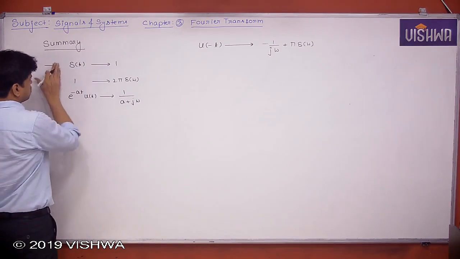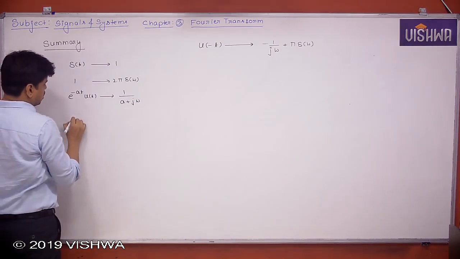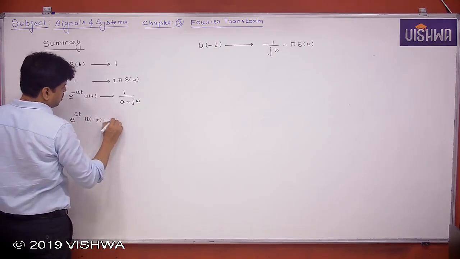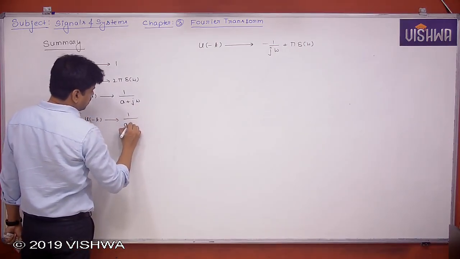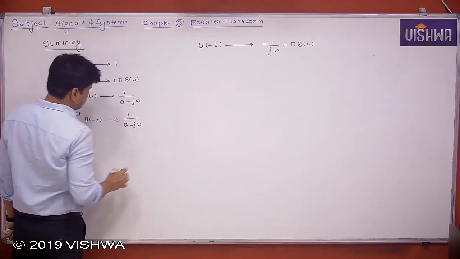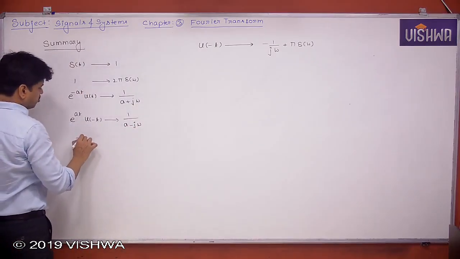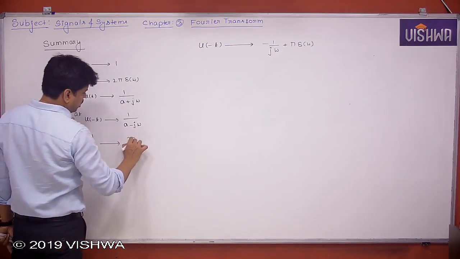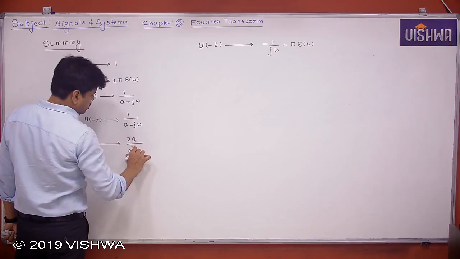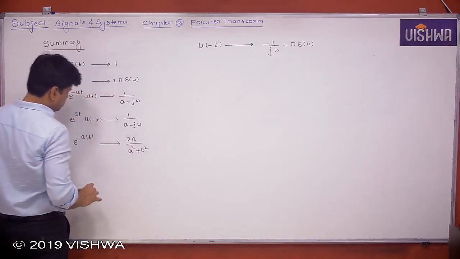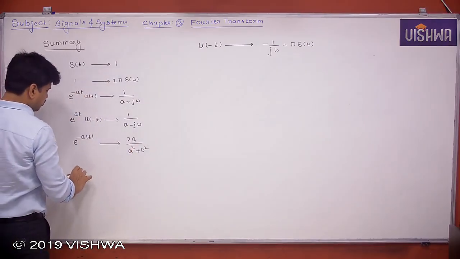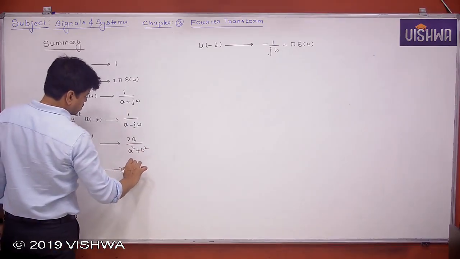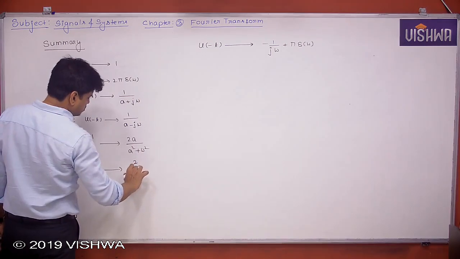Next, e power at u of minus t. For this we got 1 by a minus j omega. Next, e power minus a mod t. For this we got 2a by a square plus omega square. Next we got for signum t. Signum t, this is 2 by j omega.